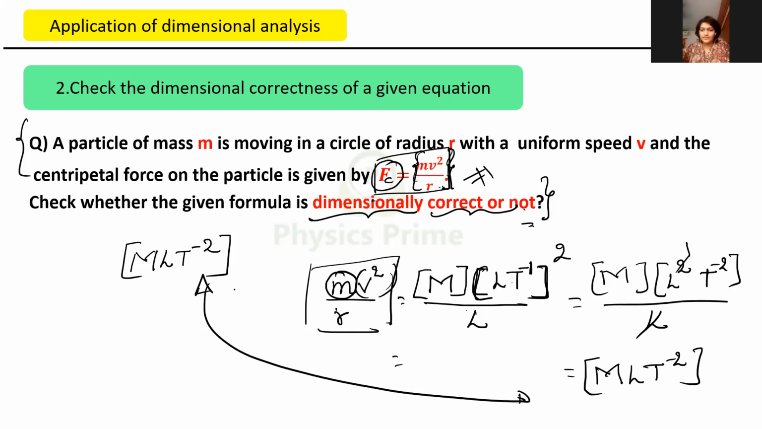I cannot say the formula is perfectly correct. Why? Because if I give you this formula also, 2 mv square by r, then also it is dimensionally correct, right? The 2 will not have any dimensions here.